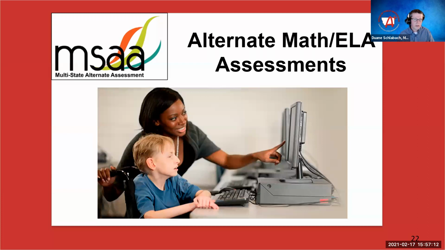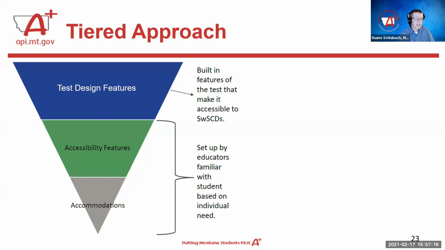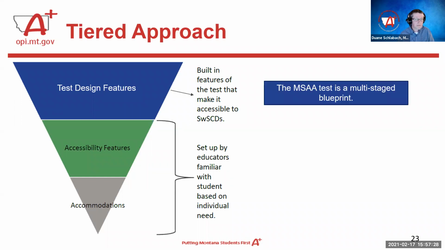So for the alternate, we're going to switch to the ELA and math alternate assessment portal, referred to as MSAA. Keep in mind the MSAA's tiered approach is an inverted pyramid that has built-in test design features to make it accessible to students with severe cognitive disabilities. The MSAA assessment is a multi-stage test, which means that there are 2 stages to the test itself. All students take a similar version of Form 1, and their performance on that determines whether they take Form A, B, or C, the Form 2 test.